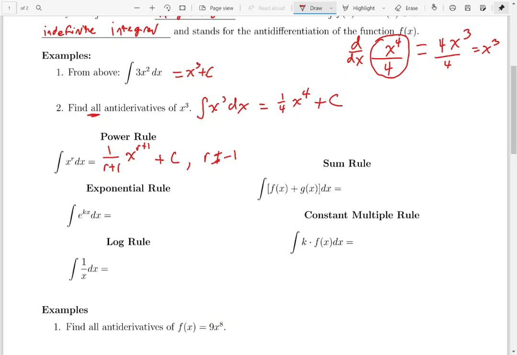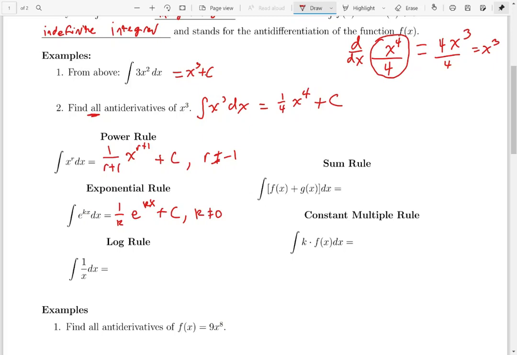Now let's consider the antiderivative of the exponential. Well, if I have e to the kx dx, the antiderivative of that, or the integral, is going to be 1 over k times e to the kx plus some constant c, where of course k cannot be 0.